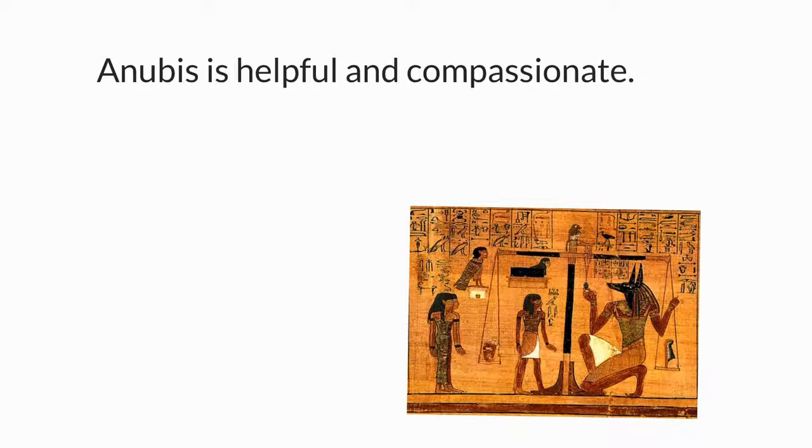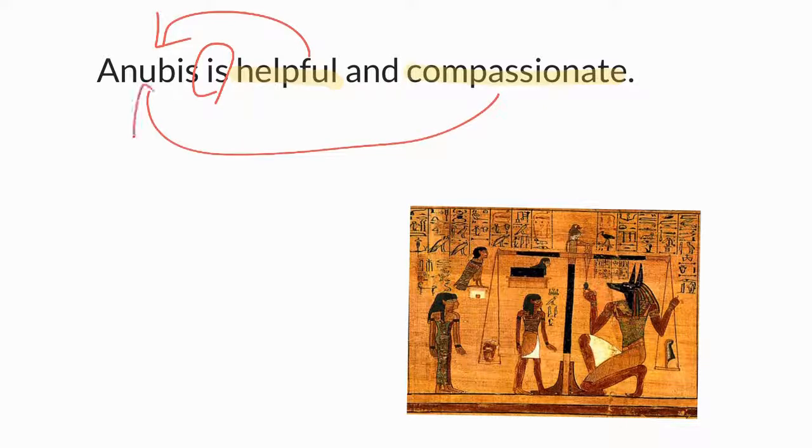So here in this sentence, I have Anubis is helpful and compassionate. And again, I'm using the linking verb is to combine my adjectives and link them to my noun. So what are my adjectives? You guessed it, helpful is an adjective and compassionate is an adjective. And what is the noun that these adjectives are modifying or describing? That's right, they are both talking about Anubis.